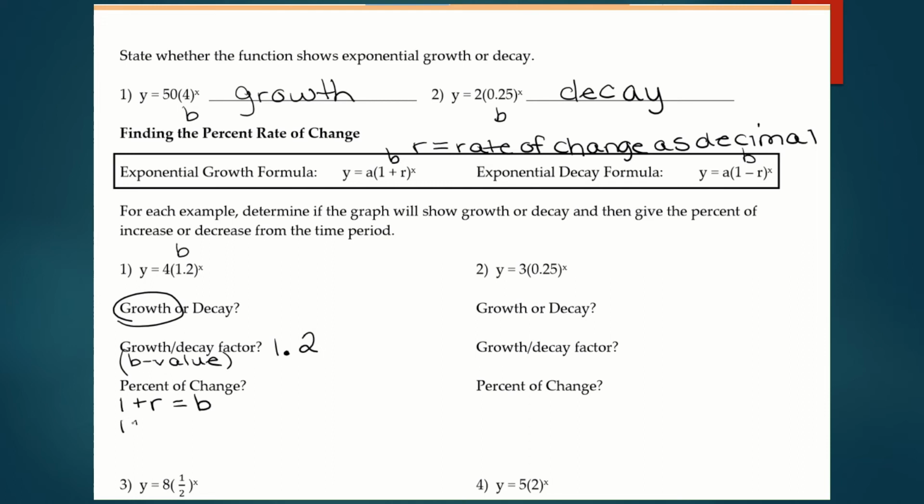Okay, so knowing that b is 1.2, I'm just going to plug in things that I know, and now I'm going to solve for r. I'm going to solve for this rate of change. How is our y value changing? And in this case, as a decimal. So I'm going to subtract 1, and I get r equals 0.2. Now I'm going to turn this into a percent because I want to know the percent of change that's taking place versus the rate of change as a decimal. To turn this into a percent, I'm going to multiply by 100, and I get 20%.